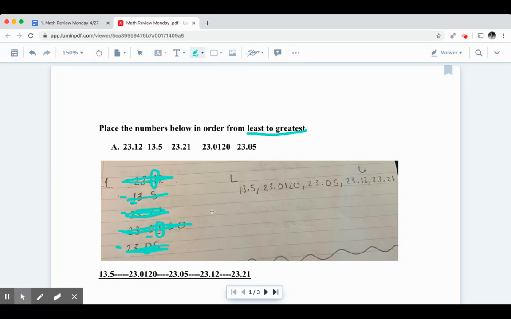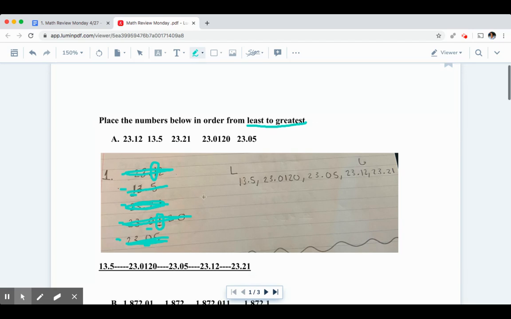So to compare decimals, you should always stack them by place value. And when you're comparing them, you start at the largest place value and work your way to the right. My final answer, or my final list, should have looked like this.